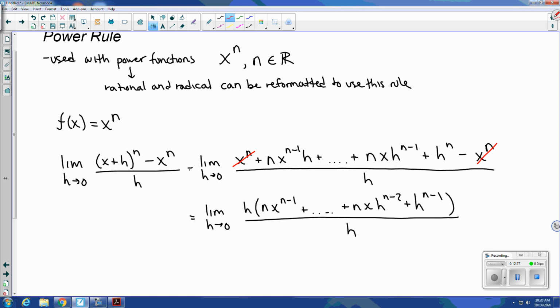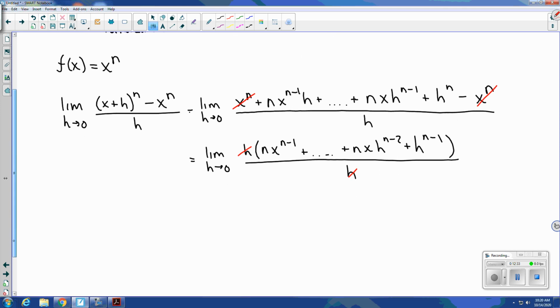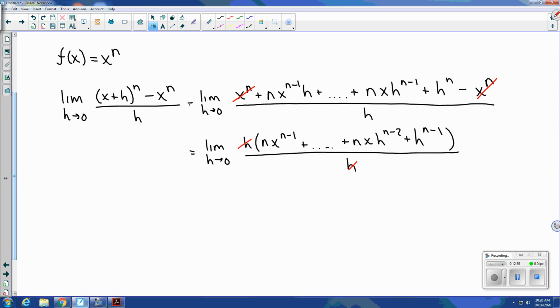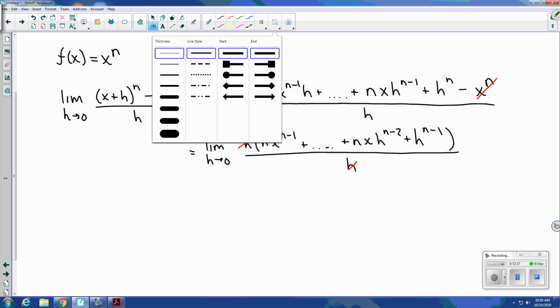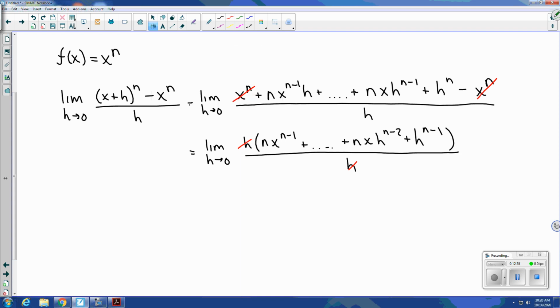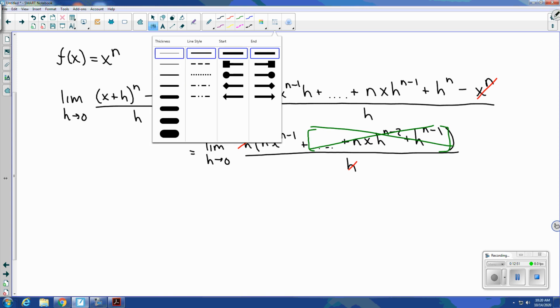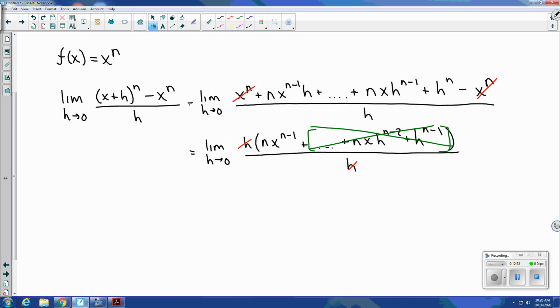And now I can cancel out the h's from the numerator and denominator. And now I can reevaluate my limit as h approaches 0. And what happens is that all those terms with an h go away. So all that's left is n times x to the n minus 1. And remember, what does this limit evaluation tell us? Well, it tells us the derivative.